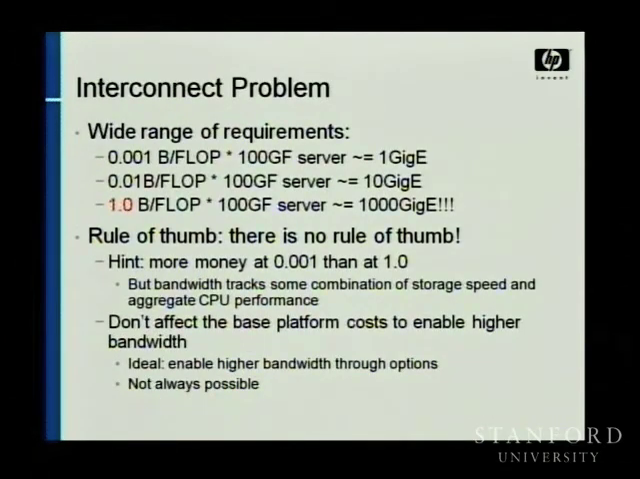If we look at today's parts and the range of requirements, we get anywhere between 1 gig-E and 1,000 gig-E of the length that we would like. The rule of thumb is that there's no rule of thumb. Applications spread around all over the place. But there's a lot more revenue at the 0.001 bytes per flop area than at the 1.0 bytes per flop area. So if you spend a lot of time working on that 1 byte per flop interconnect, the air doesn't have a lot of oxygen.